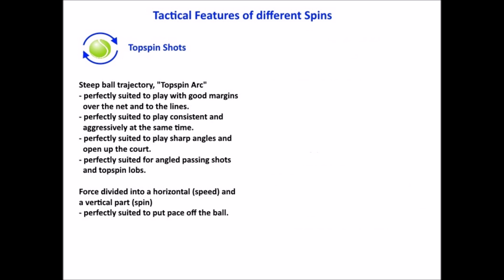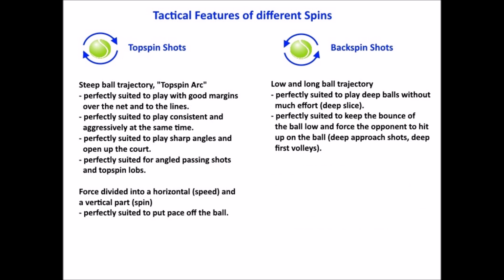Due to the steep ball trajectory, topspin shots are perfectly suited to play with good margins over the net and to the lines. They're also perfectly suited to play consistently and aggressively at the same time. They're perfectly suited to play sharp angles and open up the court, and they're perfectly suited for angled passing shots and topspin lobs. Due to the force division into a horizontal and a vertical part, they're perfectly suited to put pace off the ball.